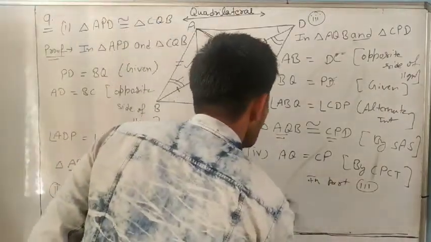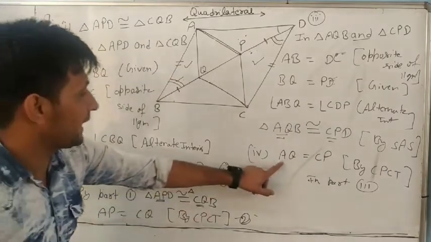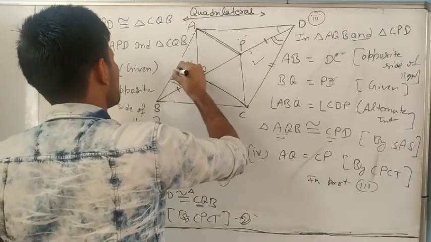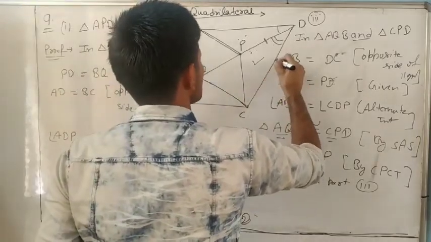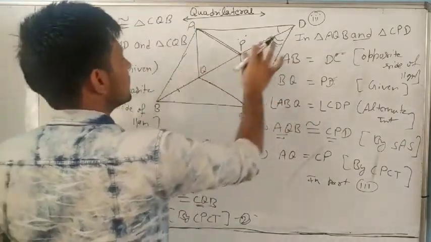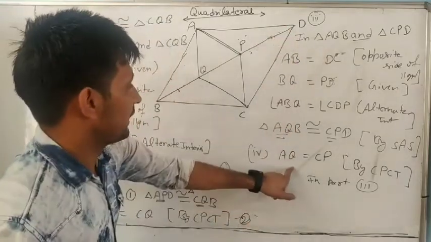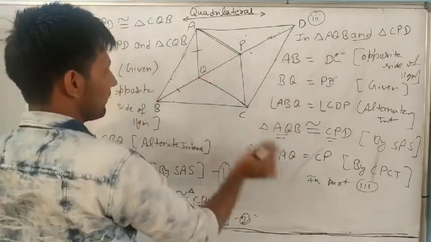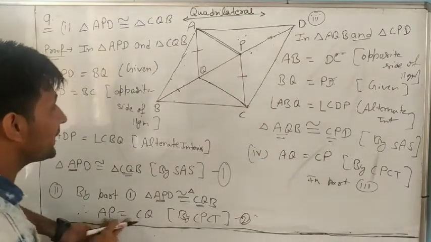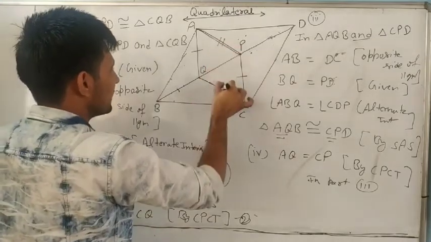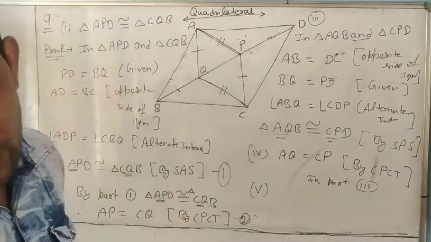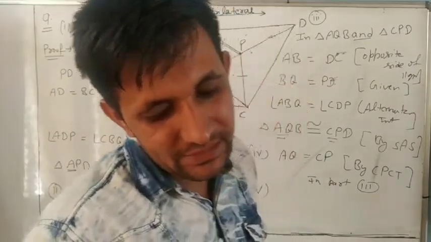Now the fifth part. We already proved in the fourth part that AQ equals CP, and in the second part AP equals CQ. So in the fifth part, what do we want to prove? We want to prove that APCQ is a parallelogram.